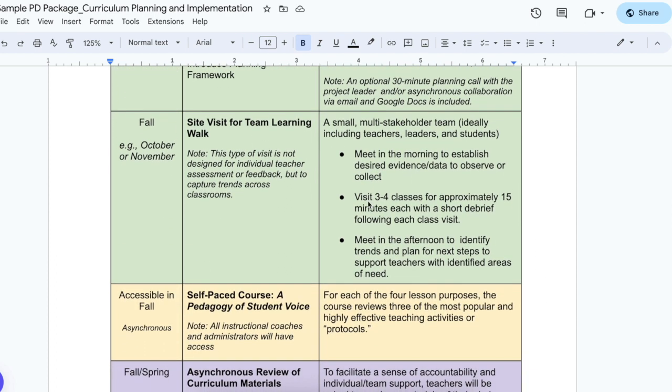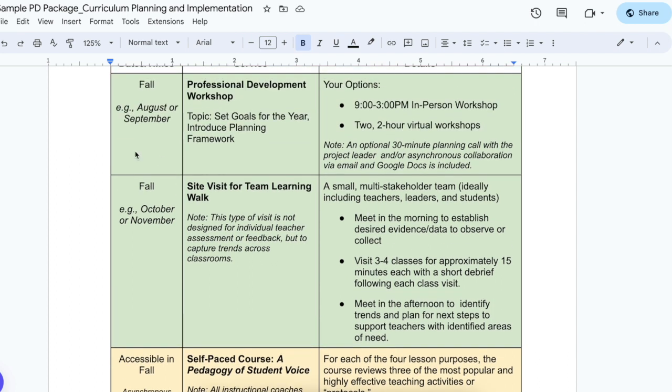Then what I would do is I would take a multi-stakeholder team and do a learning walk in the fall, a little bit after. So if we start this August, September, I would say October, November, give teachers a couple months to really implement. It could be sooner, but I would say somewhere around 1 to 2 months after. Give them some time to implement, get them going, and then just kind of see what's happening.